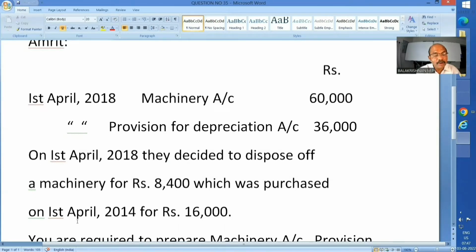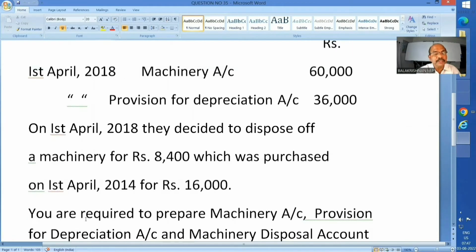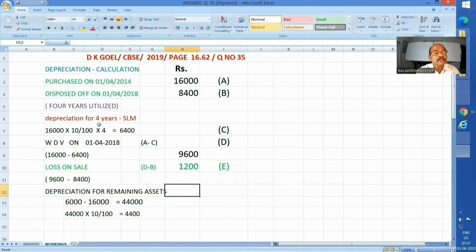Only the accumulated depreciation for so many years, that means 4 years, we have to calculate. It will be like this. Purchased on 1-4-2014, 16,000. Disposed of on 1-4-2018, 8,400. So 4 years we have utilized it. And it is under the straight line method, they have categorically given. So it is very easy for us to calculate. 16,000 original cost into rate into number of years utilized. So 6,400. So that depreciation part we can account now.